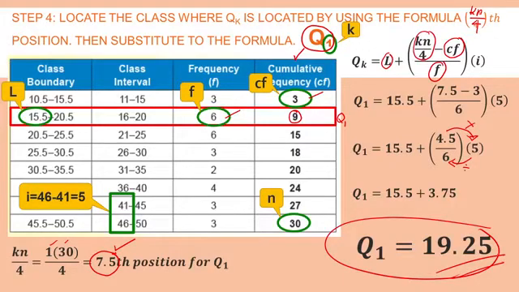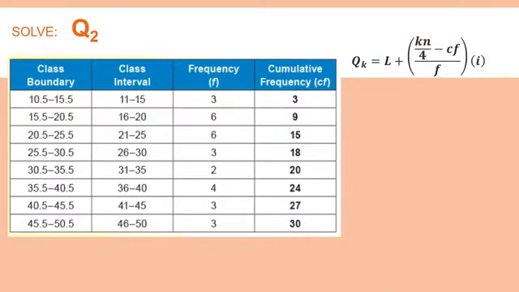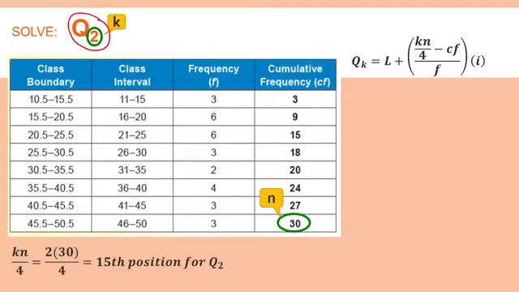Okay? Now, let's use the same data, but this time, we will be solving for the second quartile. So, what's the value of K here? The value of K is 2. The value of N is 30. So, using the formula Kn over 4, you will have 2 times 30 divided by 4. That's equal to 15. Now, what is the first number in the CF column that is greater than or equal to 15?